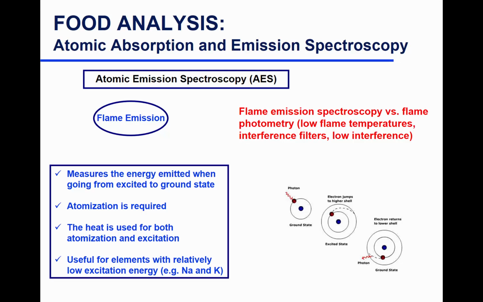Here you have low flame temperature, and you have low interference because not all elements get excited at low temperatures. Only your elements of interest would be excited at this low temperature. So it can really be used for sodium and potassium, for example.